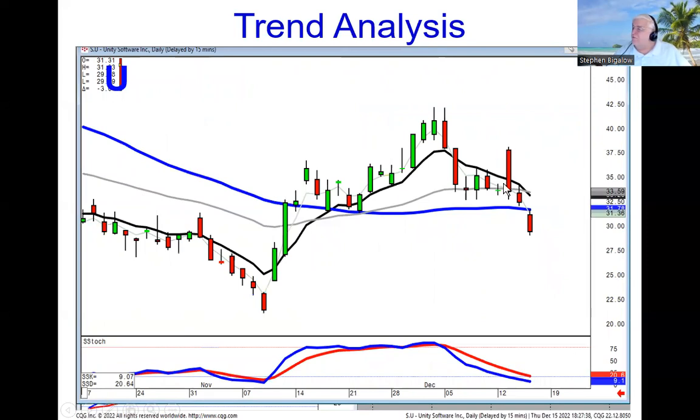Same scenario on Unity. That big bearish belt hold, left-right combo. And then today they gapped it down below the last support level, making this the next likely target. Now, obviously, just because that's a target doesn't necessarily mean it's going to get there. However, that's the next likely target that everybody else is watching.